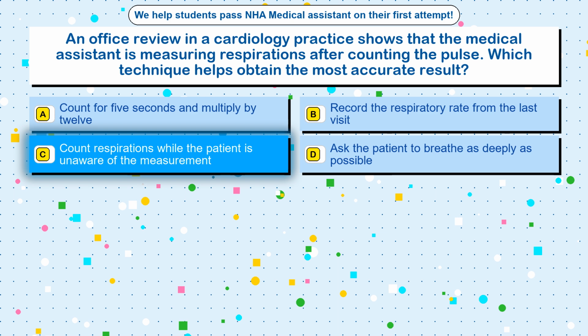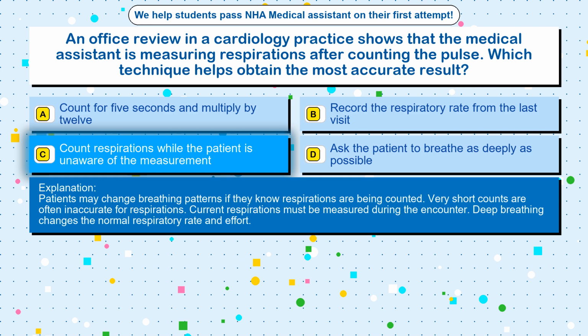The correct answer is option C, count respirations while the patient is unaware of the measurement. Patients may change breathing patterns if they know respirations are being counted. Very short counts are often inaccurate for respirations. Current respirations must be measured during the encounter. Deep breathing changes the normal respiratory rate and effort.